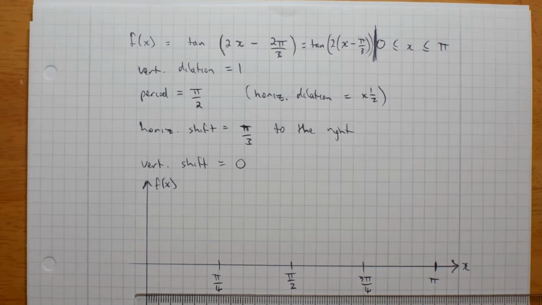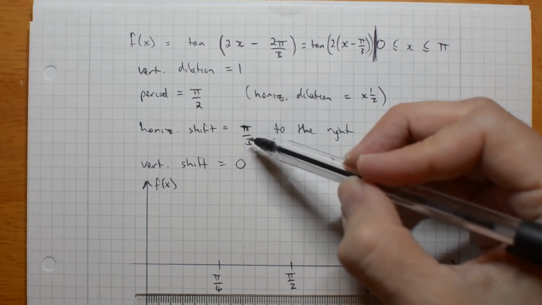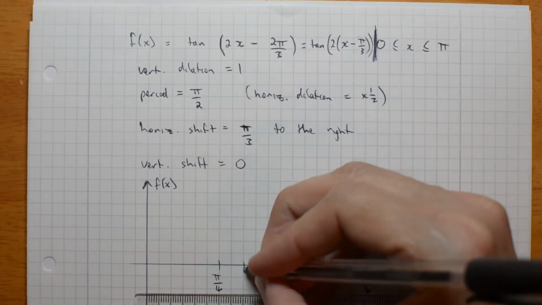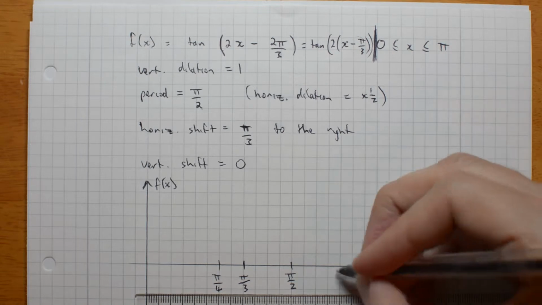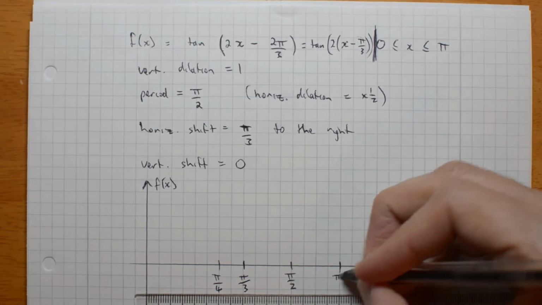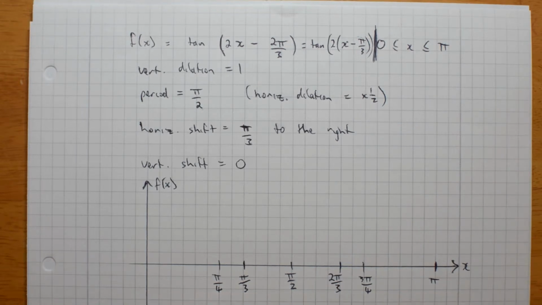But I'm actually going to want to come back also with thirds. I've got a shift of pi on 3. So let me mark that in now. I'm actually going to want to come back later and put in some twelfths as well. That's 2 pi on 3. All right.